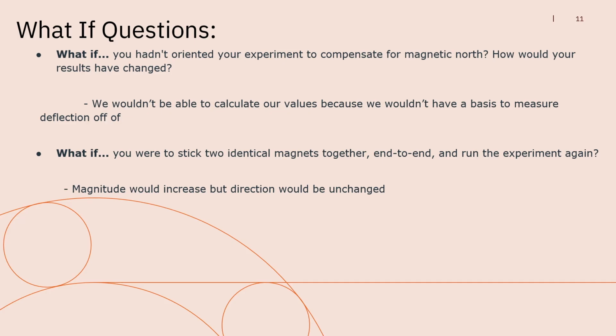And if we were to stick two identical magnets together and run the experiment again, the magnitude would increase and the direction would be unchanged, but the magnitude wouldn't double because stacking the magnets together doesn't perfectly double the magnitude.